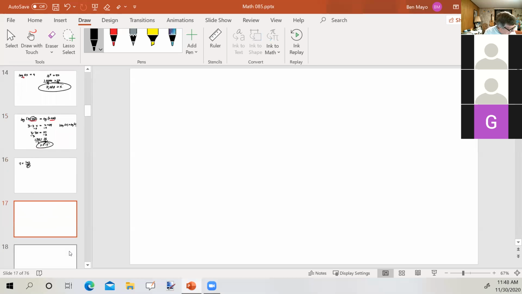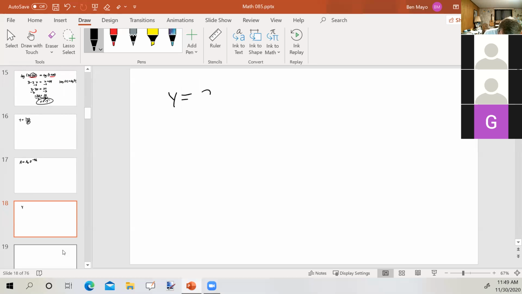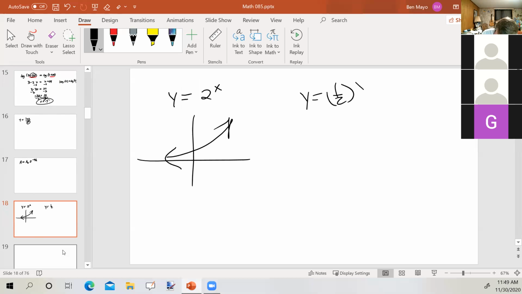All right. So the new formula we're going to look at is called the half-life formula. And what I want to point out, I'm actually going to come back to this formula in a minute. If we have y equals 2 to the x power, that's going to look something like that, right? The base is greater than 1. It's going to increase. If we have y equals 1/2 to the x power, the base is less than 1. It's going to decrease, okay?